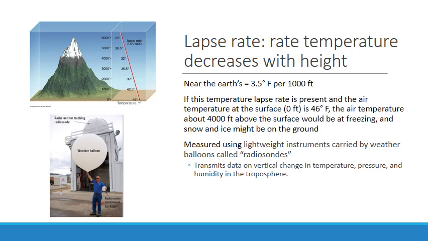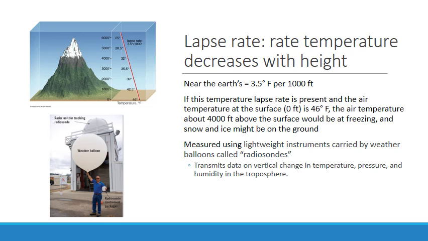If the temperature lapse rate is present, in other words, if the atmosphere's conditions are such that the temperature is decreasing at 3.5 degrees Fahrenheit per 1,000 feet, and if the air temperature is 46 degrees at the surface, 0 feet, then the air temperature about 4,000 feet above the surface will be at freezing, and snow and ice may be on the ground.